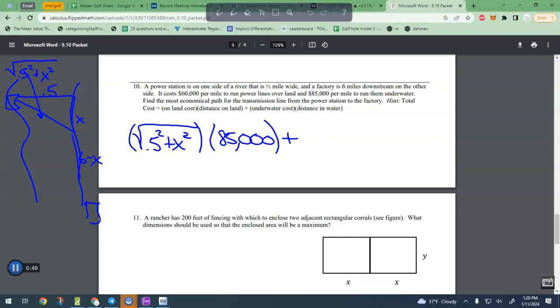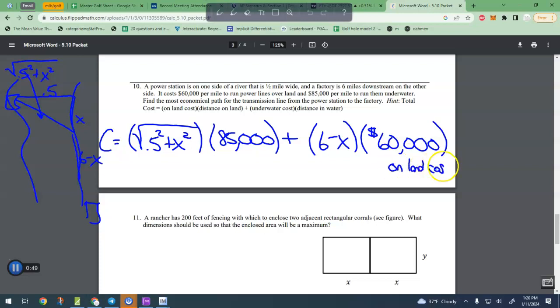And then once I get to the other side, how far do I have to go from where I was to the factory? It's 6 minus x. And how much does that cost per mile? It's 60,000. Oh, they kind of got it for... I didn't even notice that. On land cost, distance on land. So this is the on land cost. I did it backwards than them, but this is the distance on land. This is the distance underwater. This is the cost underwater.